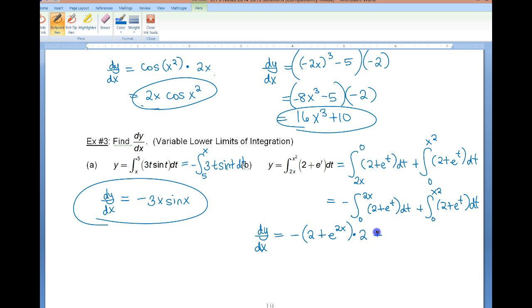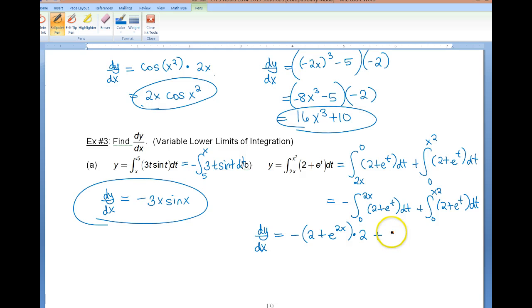Let me pause there. Any questions? You have to do times 2 because it's 2x, right? Right, because you always end up multiplying by whatever the derivative of the top is. Questions? Where's the negative from again? The negative is because we switched the 0 and the 2x. Oh, right. Okay, now what? What's the next part look like?